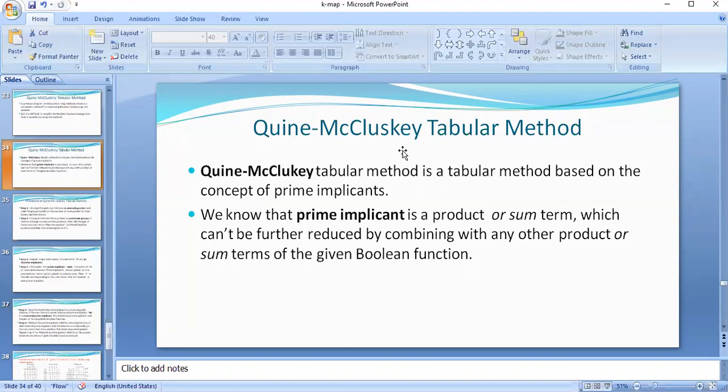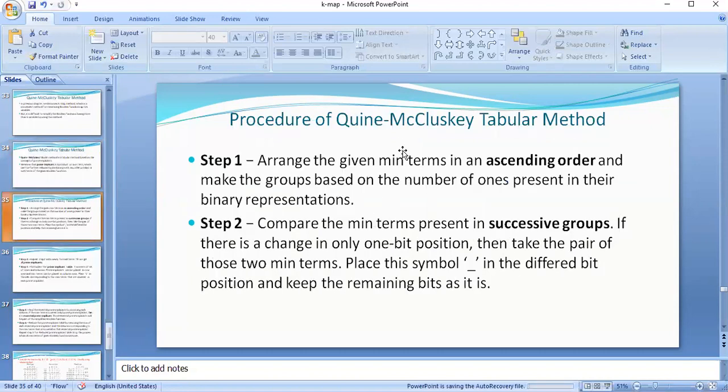What is an essential prime implicant? An essential prime implicant means that it has at least one min term which cannot be covered by any other prime implicant. That is called an essential prime implicant. These essential prime implicants are useful in the QM method, or tabular method.